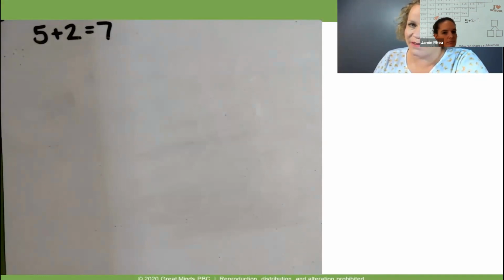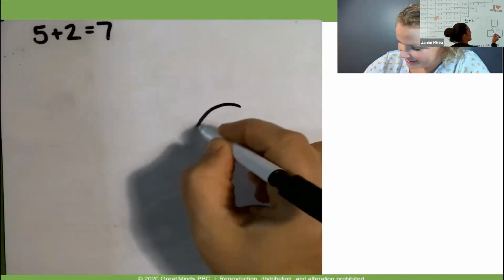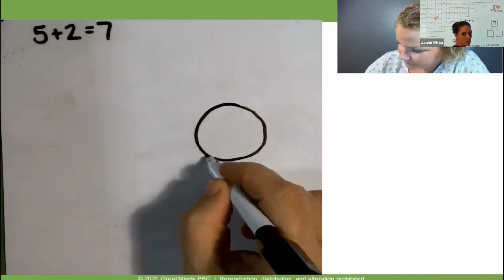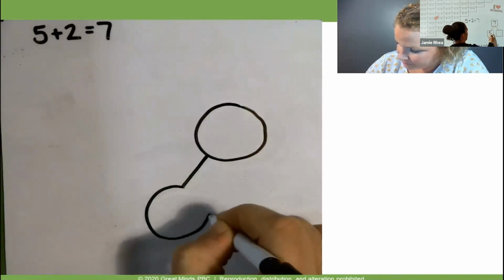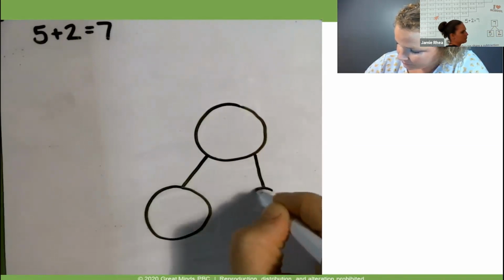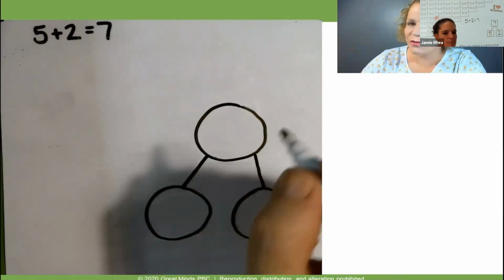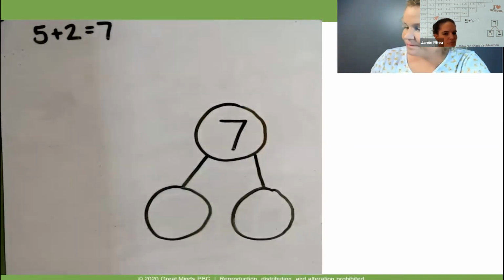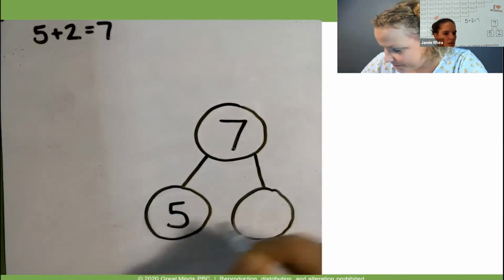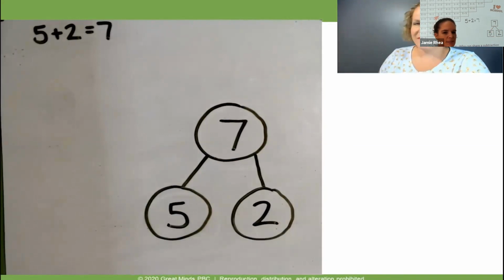Now let's draw a number bond. 7 is my total. 5 is the part. 2 is the other part. What's our total? 7. Let's write that where the total goes. And what are our 2 parts? 5 and 2. Make your number bond look like my number bond.